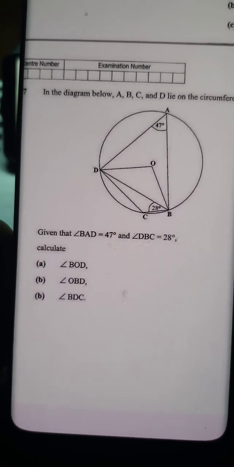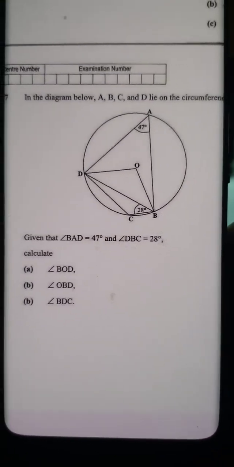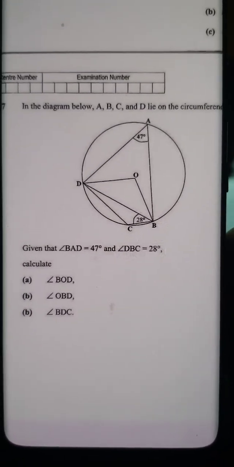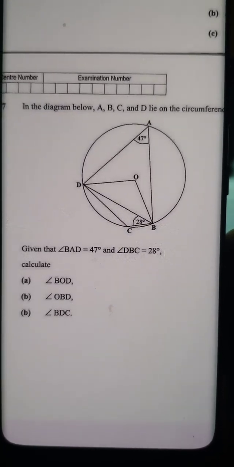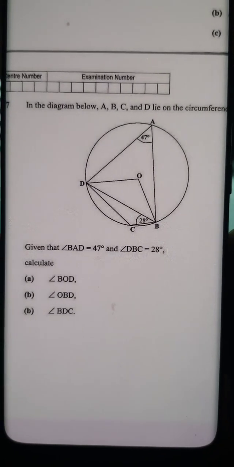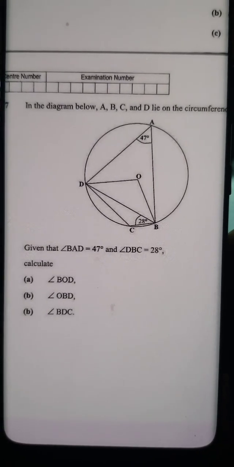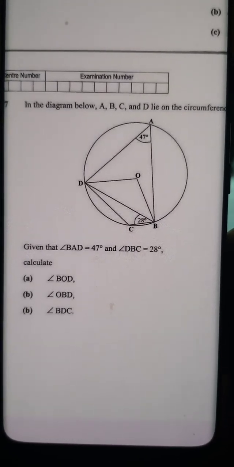Guys, shall we proceed? Ladies and gentlemen, we move. Okay. What is angle BOD? Who can tell me angle BOD?